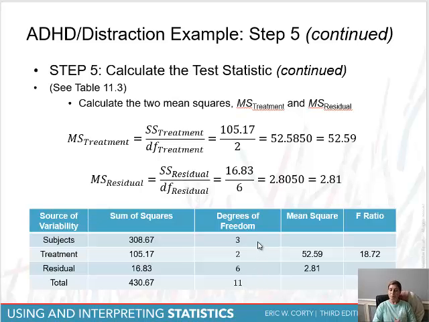Why is this important? Because you might be provided with a table like this with a couple of values omitted, and I might ask you to plug those in. So make sure that you understand that.